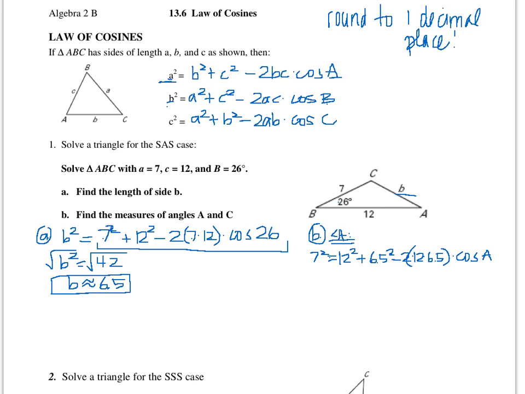Now here's where our mistakes tend to happen. 7 squared is 49. What I would do is group together 12 squared plus 6.5 squared. You end up getting 186.25. Minus, now do 2 times 12 times 6.5. You end up getting 156, and then you have the cosine of A. The number one mistake people make is they try to subtract these two values, and you can't. This cosine of A is our variable, and so 156 is tied there. So you have to move the 186.25 first.